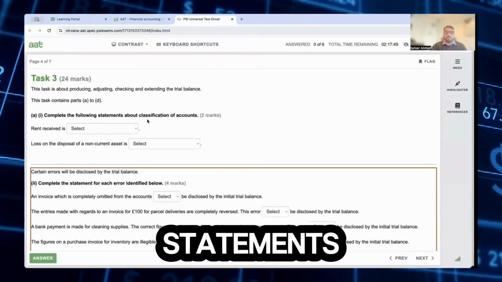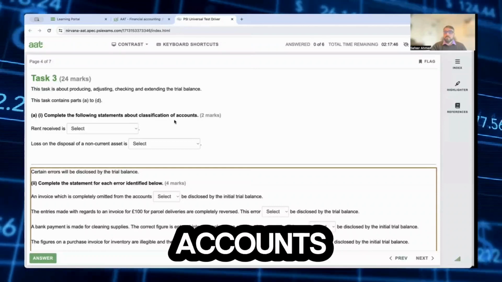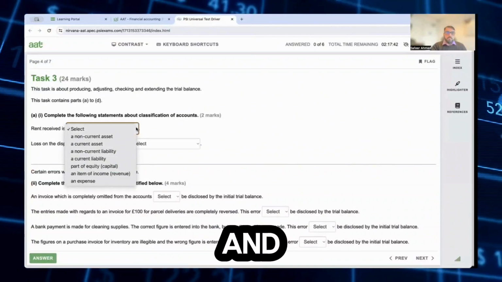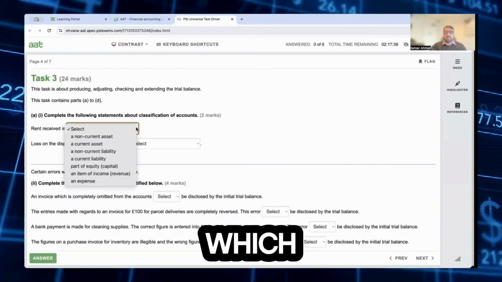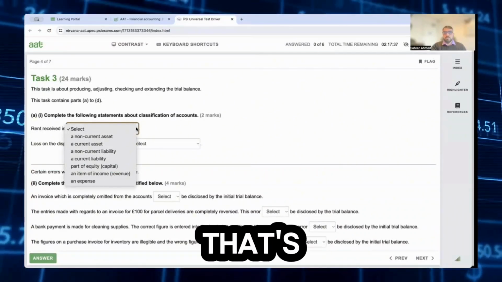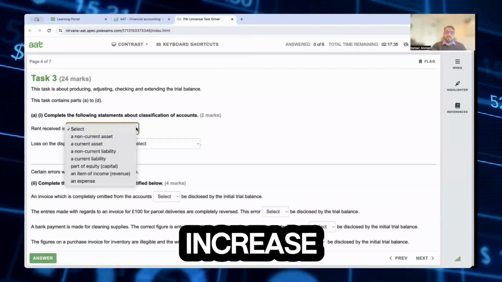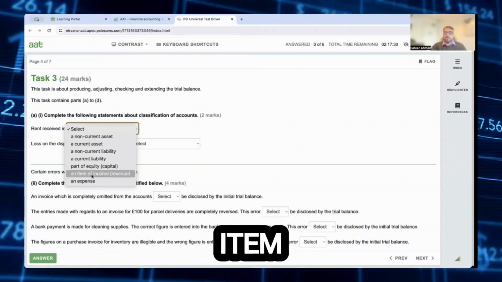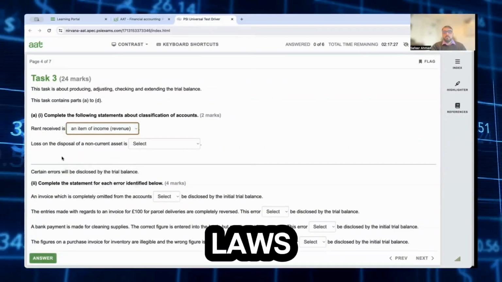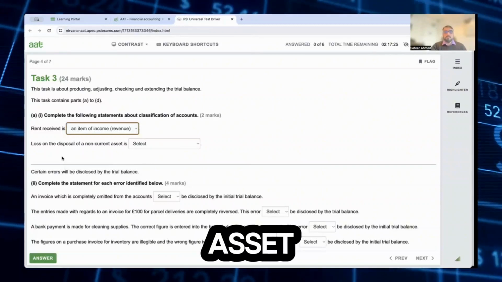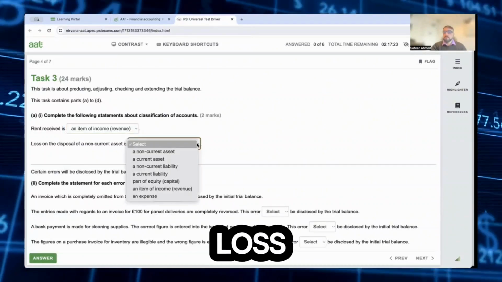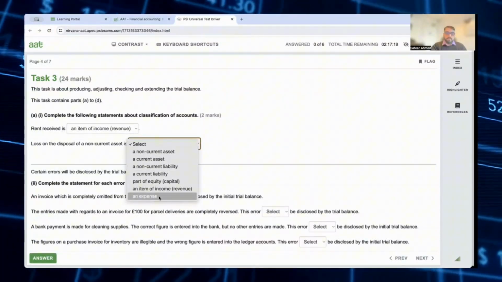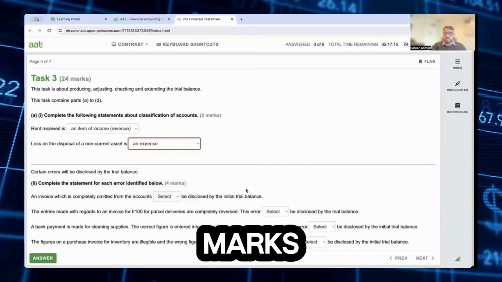So complete the following statements about classification of accounts. Classification of accounts into, remember, asset, liability, expense, income, and capital. And rent received, we know that anything which says received, that's your income account, because it's an increase in economic benefit from the business's point of view, so an item of income. And then loss on disposal of a non-current asset, this is your expense. Any loss is an expense of the business. So a couple of easy marks to start with.